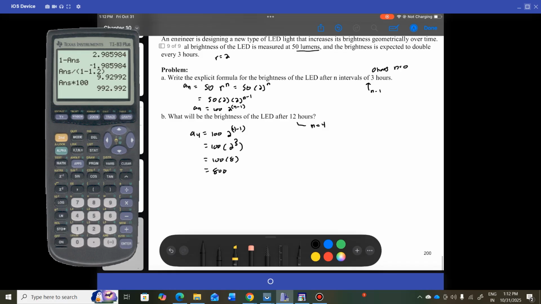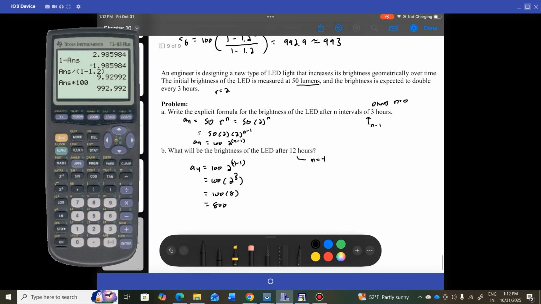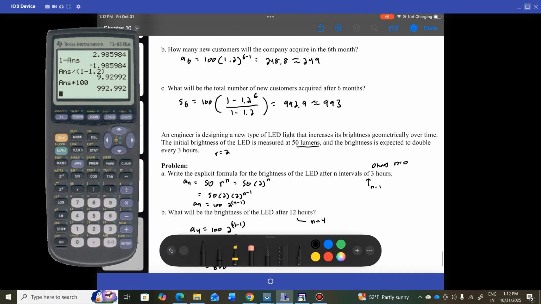Alright, so that is the end of our chapter on sequences. I think the last chapter we're going to do is chapter 7, and we'll get into systems.